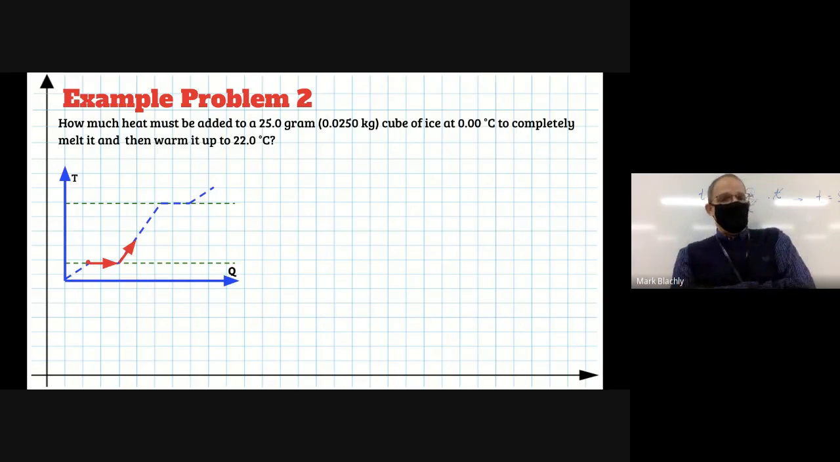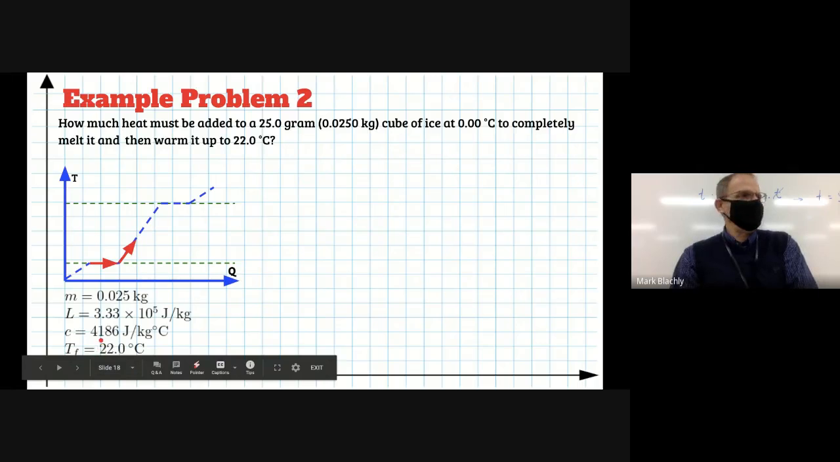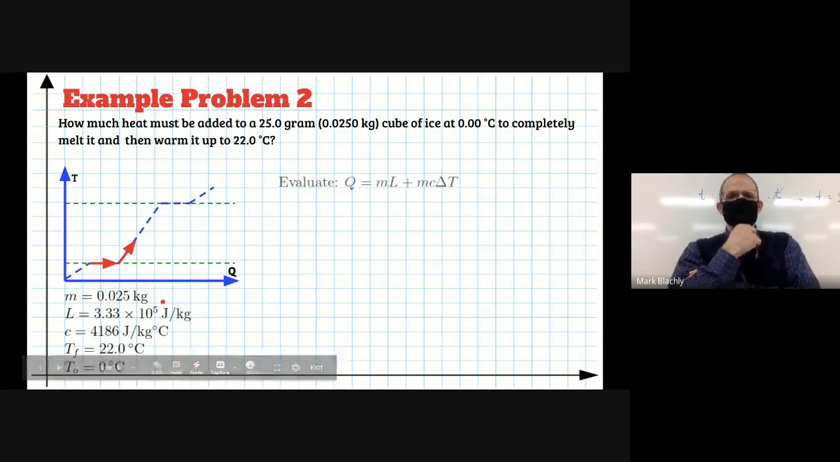Now remember, when it is flat, when the temperature is not changing, you find the heat using M times L. When it's changing temperature, you use MC delta T. That's what we've already done. So here's my variable list. Because I am melting ice, I use the table for the latent heat of fusion for water. And then once it's melted, I have liquid water. So the heat capacity, when I use MC delta T, C is going to be 4,186.